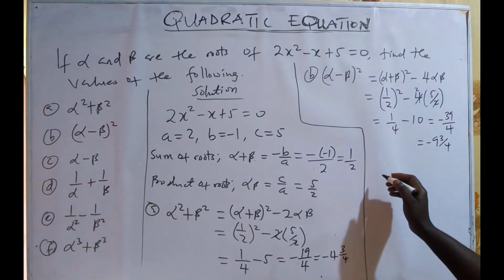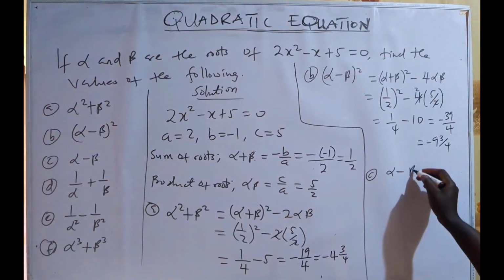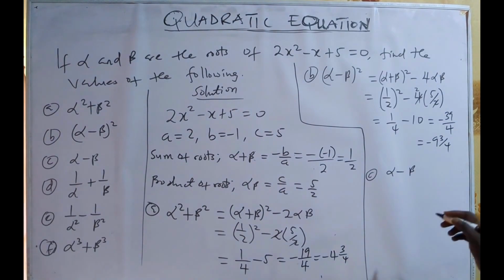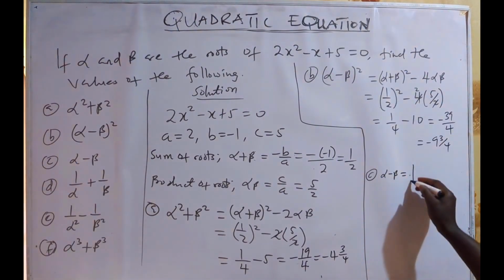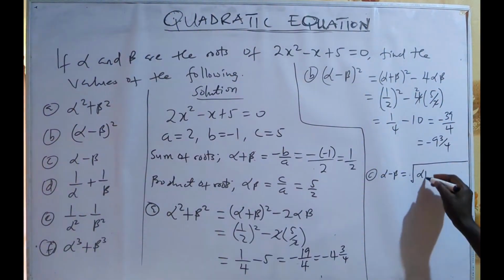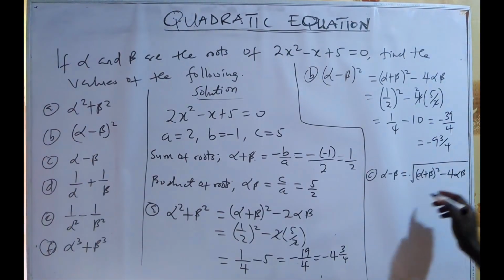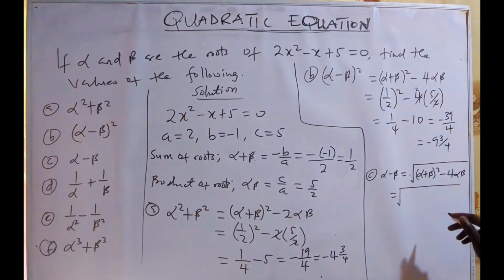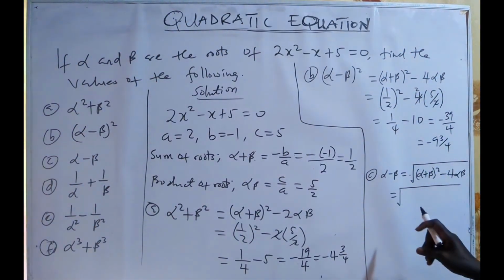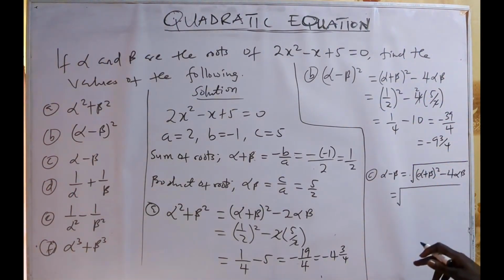Okay, so let's look at the c, alpha minus beta. Okay, so alpha minus beta will give us square root of alpha plus beta all squared minus 4 alpha beta. And what is alpha plus beta? So alpha plus beta will give us what?